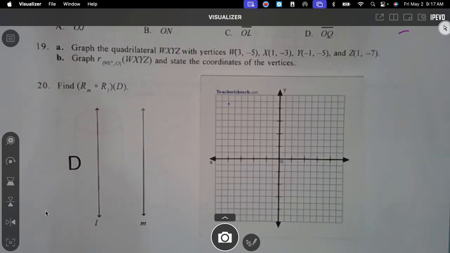So you would go over 3 and down 5. 1, 2, 3. 1, 2, 3, 4, 5. What letter is that one? W. Okay. This one is over 1 and down 3. And that letter is X. This one is left 1 and down 5.